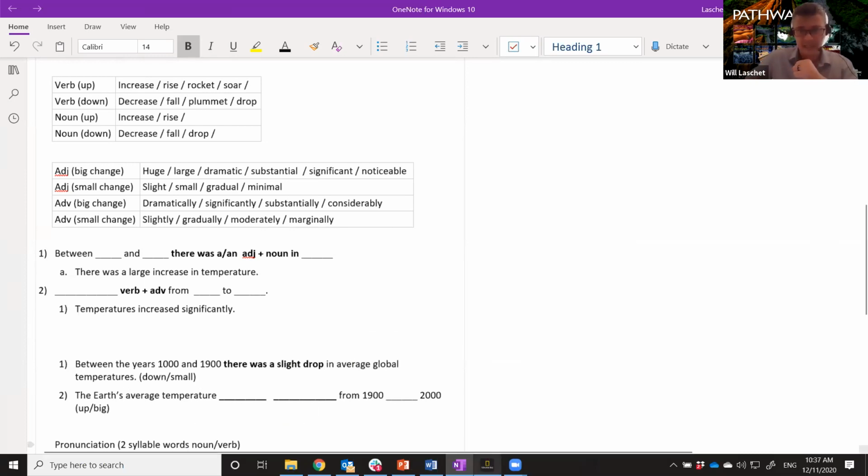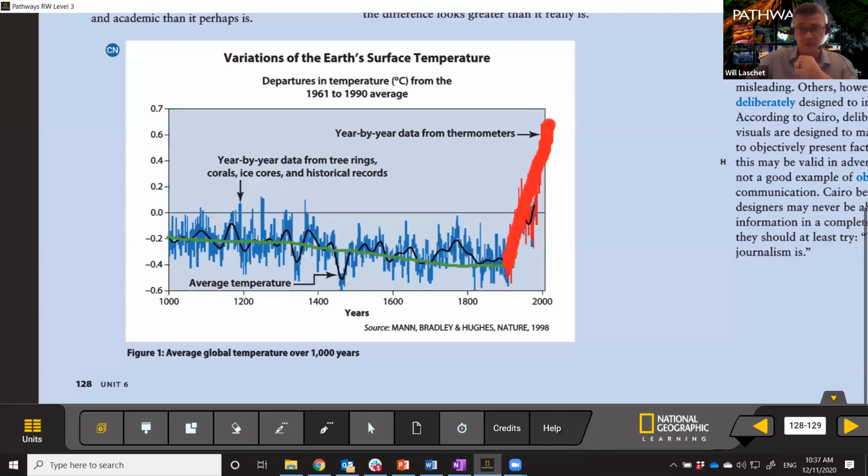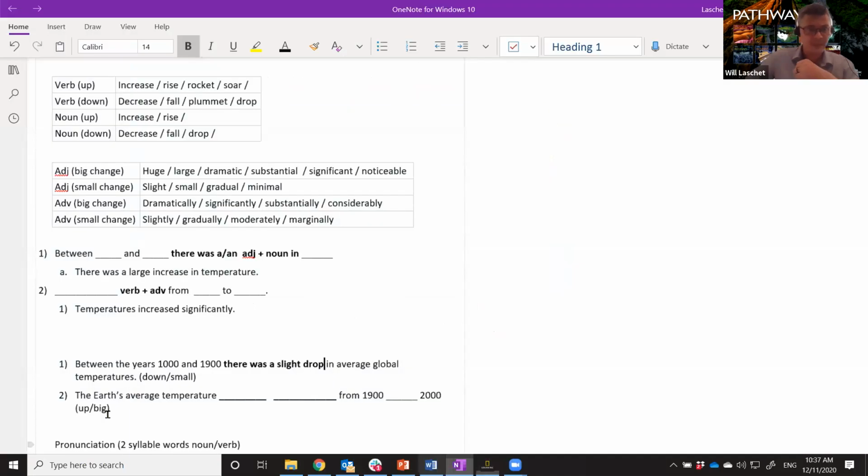Okay, now let's look at 1900 to 2000. Here we go. We've got the steep red line. So what can we put in here? Excuse me. I'm sorry, just got a slight cough there.